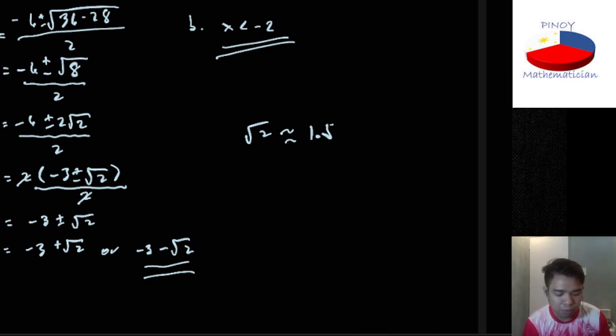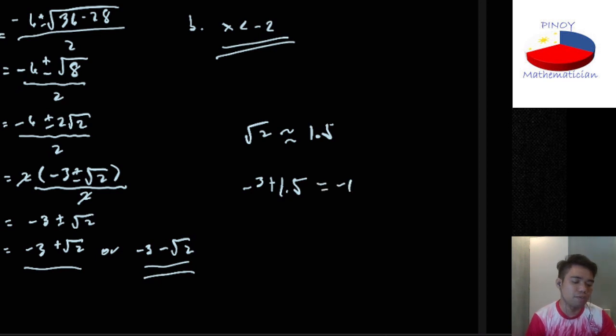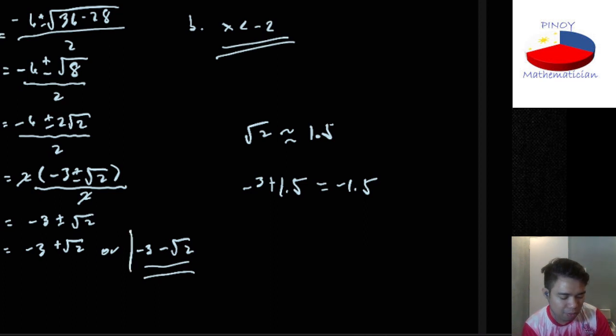So it's obviously lesser. But here, negative 3 plus square root of 2. We know that the square root of 2 is approximately 1.5. So if we combine it with negative 3, this will be around negative 1.5 by estimation. So that means it's more than negative 2. That's the point. So it cannot be part of the answer. So it's only this one.